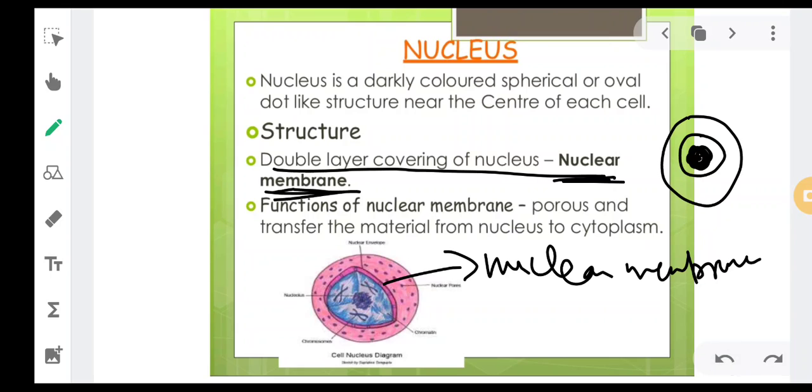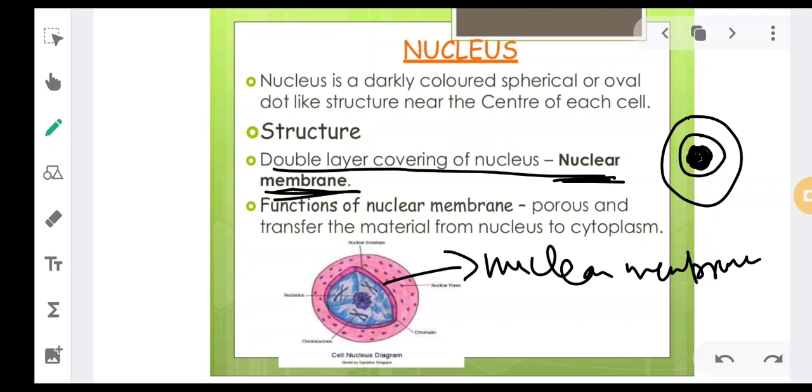Every organism doesn't have this nuclear membrane. Generally some organisms, some plants and animals, do not have this nuclear membrane. We will be seeing which those are. What is the function of this nuclear membrane? It is porous and transfers material from the nucleus to the cytoplasm.